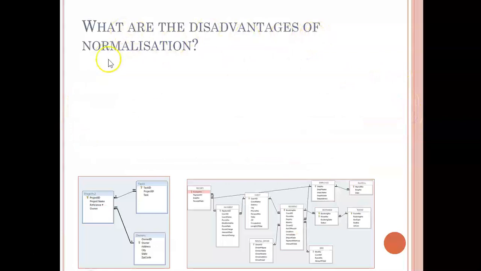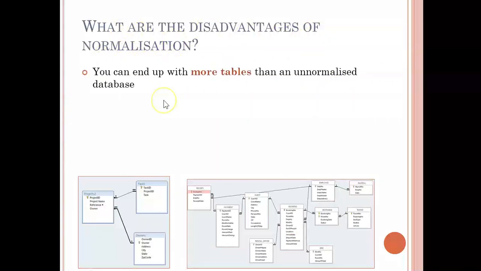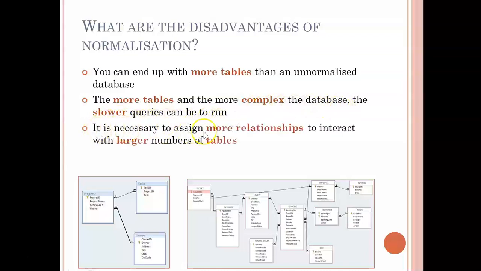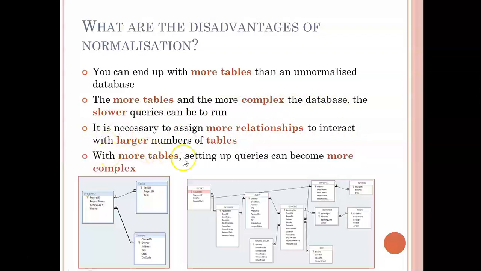What are the disadvantages of normalization? You can end up with more tables than in an unnormalized database. The more tables and the more complex the database, the slower the queries can be to run. It is necessary to assign more relationships to interact with a larger number of tables. With more tables, setting up queries can become more complex.